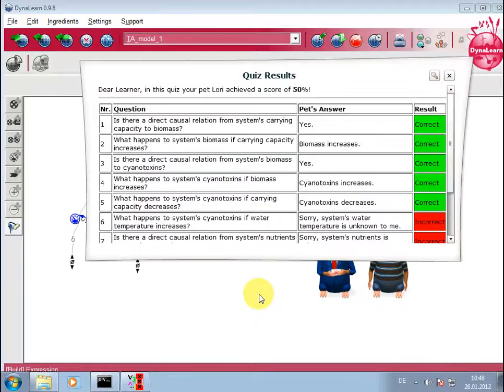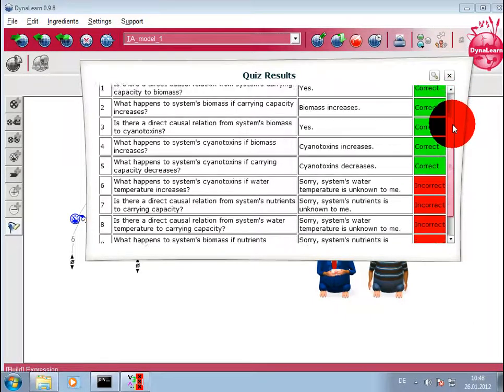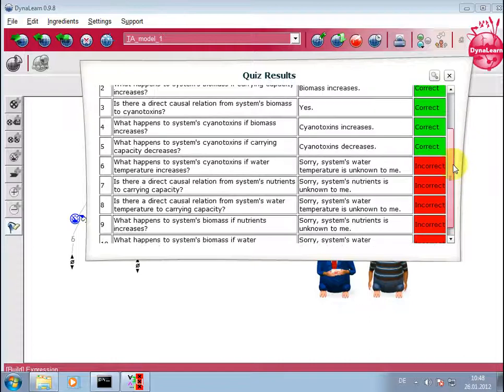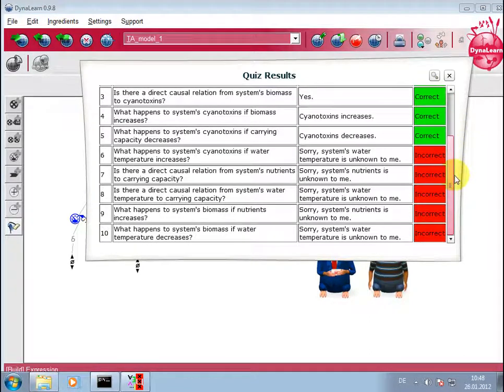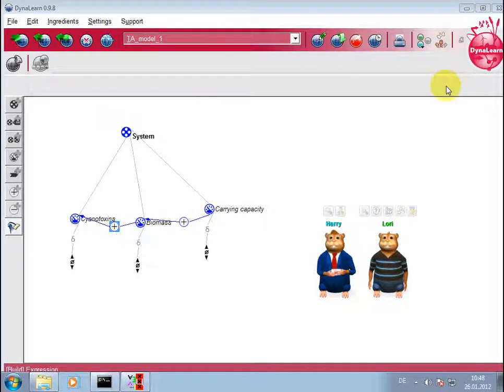And here it is. In this table we can now see what were the questions, what were the answers, and what was the success rate. So it's 50% in this case. 50% was answered correct and 50% was incorrect. And now the learner can continue building his model, improving his model, doing the challenge again, and see if his pet gets better in this quiz.